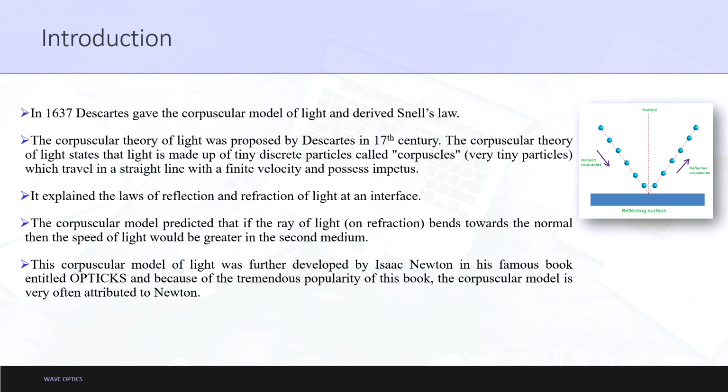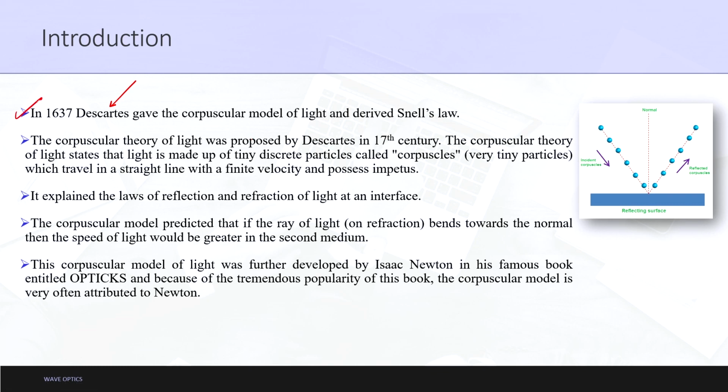In 1637, Descartes, also one of the prominent scientists of the 17th century, gave the corpuscular model of light. What is the corpuscular model of light? I will explain in the next point. He gave the corpuscular model of light and derived Snell's law. What is Snell's law? We will understand that in this chapter. For now, let us look only at what the corpuscular model of light is.